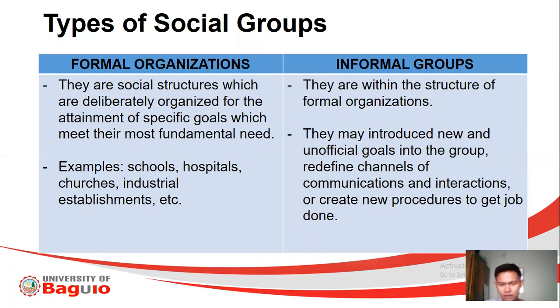And like for example nga, if the formal organization is a school, of course, ang goal ng school natin is to make graduates who are globally competitive. They have the proper skills. They are well prepared in the future when they have their own jobs. And the same with hospitals. Ano ba ang mission or goal ng isang hospital? Of course, as much as possible to cure, to treat all of the patients who need medical assistance, di ba?